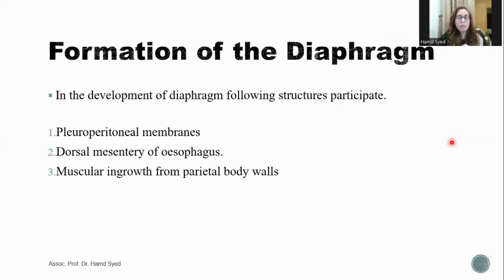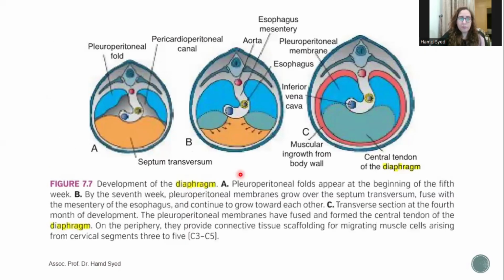Now, when we talk about the formation of the diaphragm, remember there are three origin tissues. Number one, the pair of pleuroperitoneal membranes. Number two, the dorsal mesentery of esophagus. And number three, there is the muscular ingrowth from parietal body walls. So these are the three tissue structures that contribute to formation of the diaphragm.